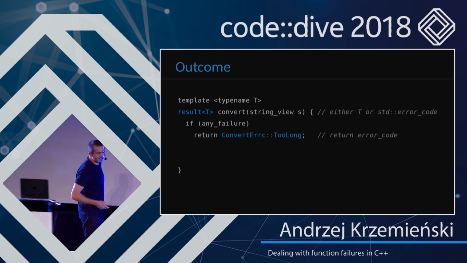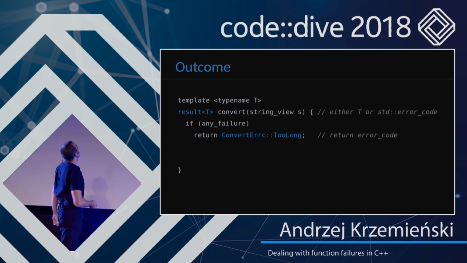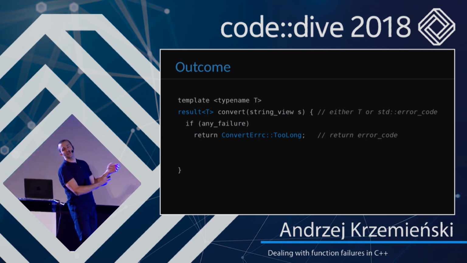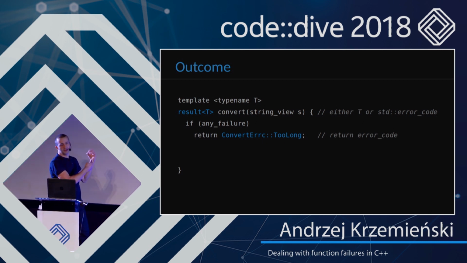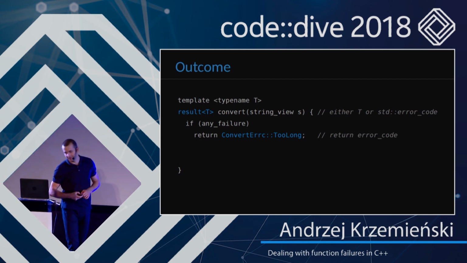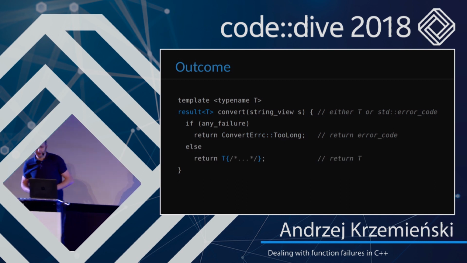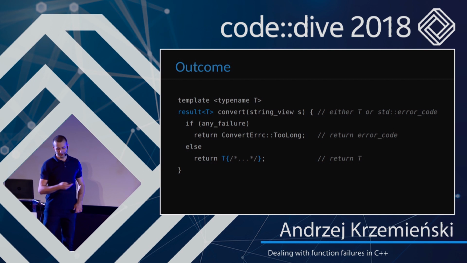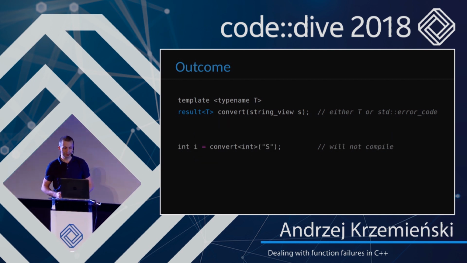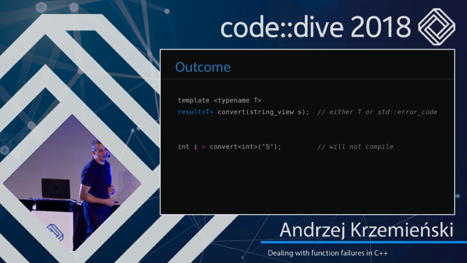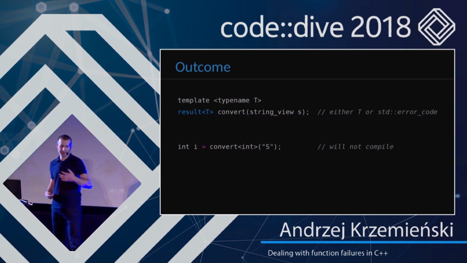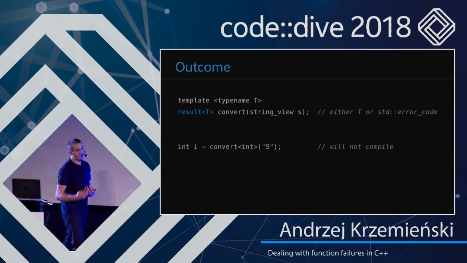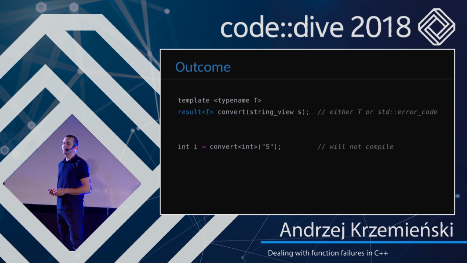So if I implement my function using this, I can either return my enumeration, which gets converted into the error code, which gets converted into this result of T, because it has converting constructors. And if everything works okay, I can just return my T, and this gets converted into the result of T. And this doesn't work the other way around. If I want to use this result of T as T, I get a compiler error because of the type mismatch.